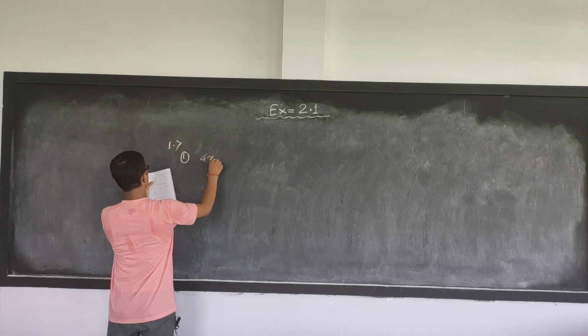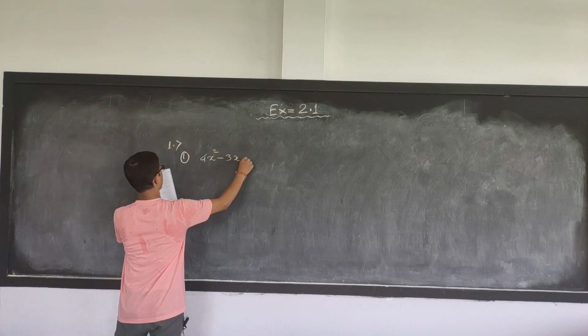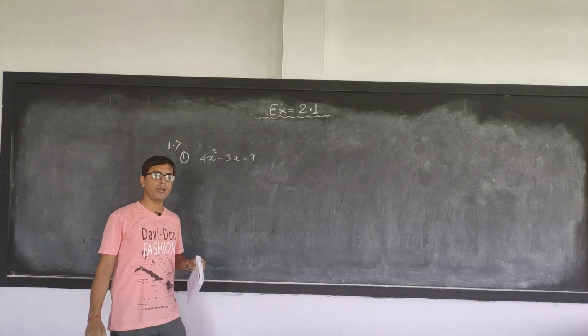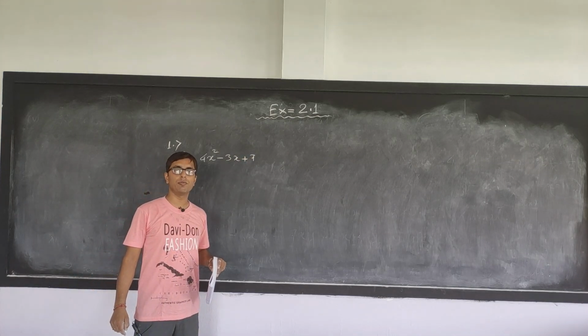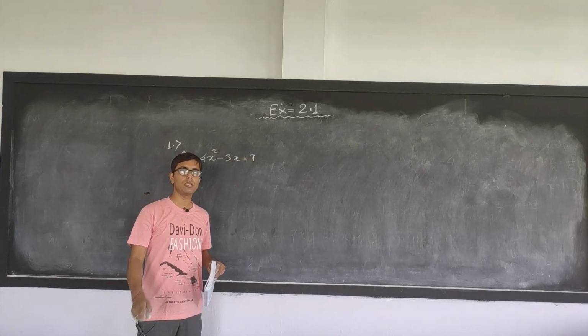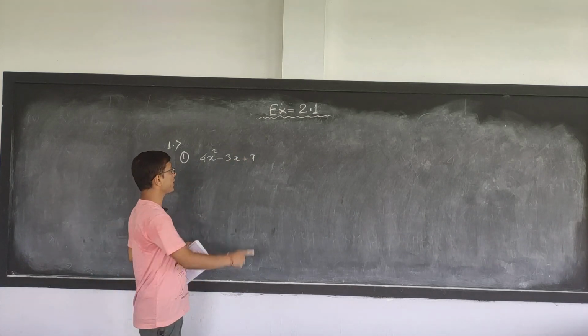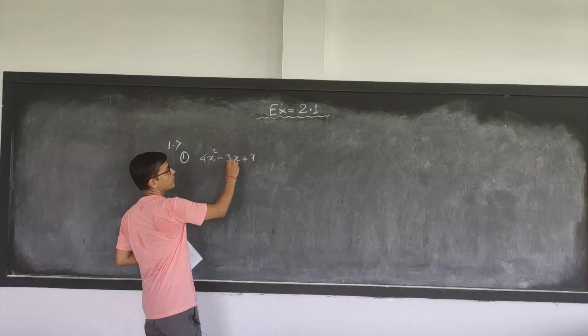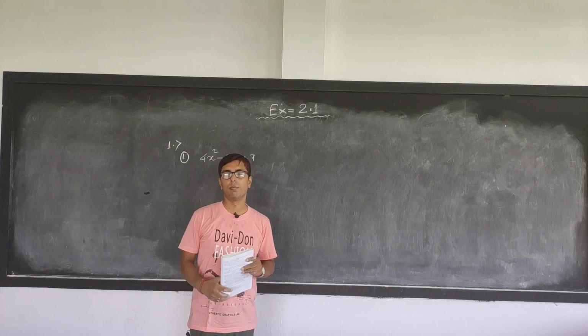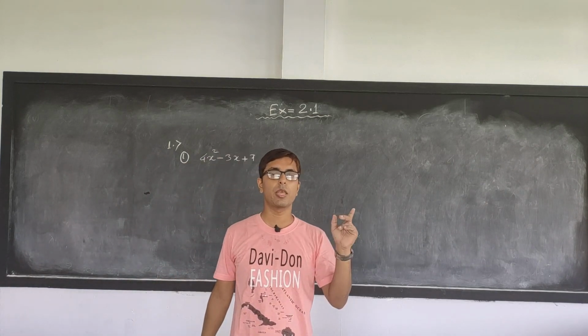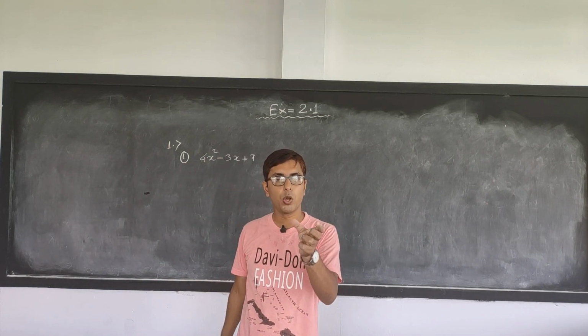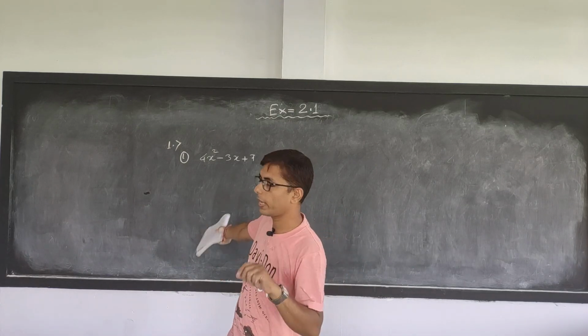That is 4x square minus 3x plus 7. Is it a polynomial in one variable? Of course, it's a polynomial in one variable, since the variable is only x, and the power on the variable is a whole number. It's a polynomial because the power on the variable is a whole number. It is a polynomial in only one variable. That variable is only x.